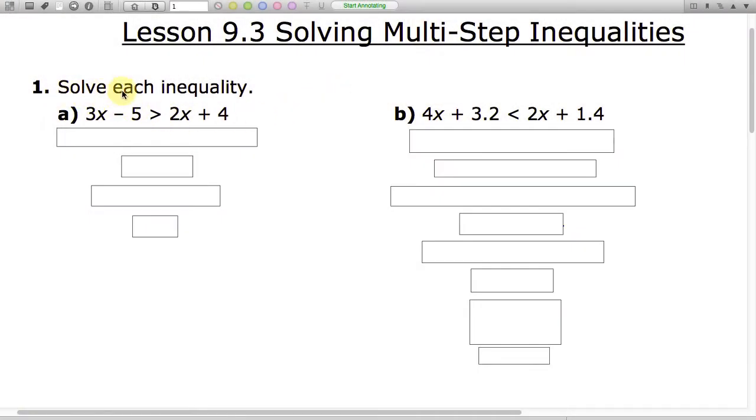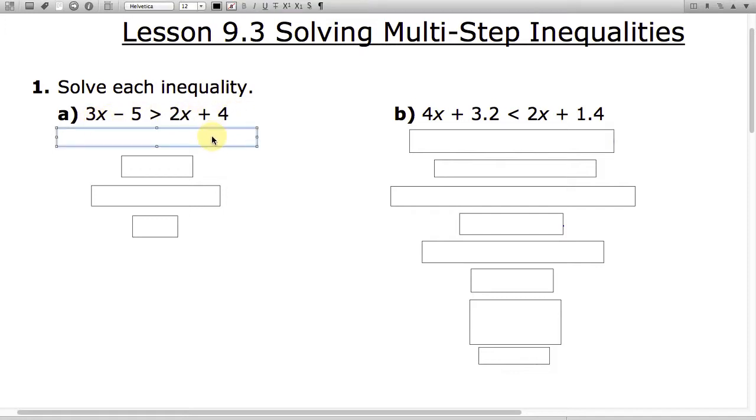So for starters, we're looking to just solve these inequalities, and keep in mind that solving an inequality follows the same steps as solving an equation. The only difference is if we multiply or divide both sides by a negative, we have to change the direction of the inequality.